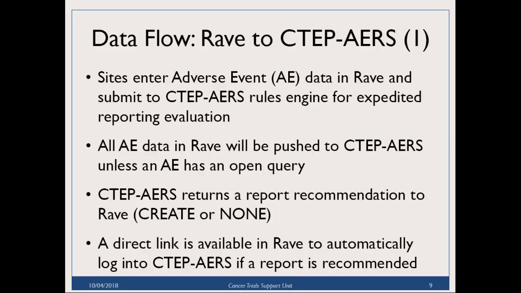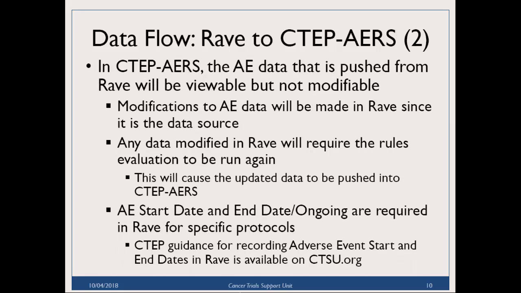A direct link is available in the RAVE form that will automatically take you into CTEP errors so that you can complete the expedited report if it's recommended. And in CTEP errors, the adverse event data that's pushed from RAVE will be viewable, but it won't be modifiable. Modifications to adverse event data should be made in RAVE since that is the data source. Any adverse event data that's modified in RAVE will require the rules evaluation to be run again in order for the updated data to be pushed into CTEP errors and everything to be in sync.